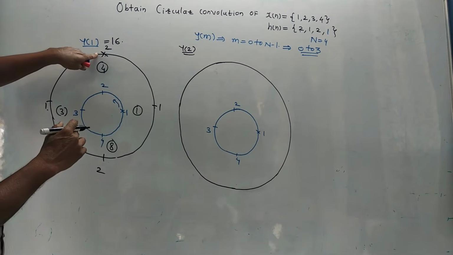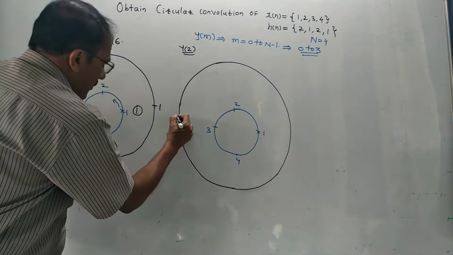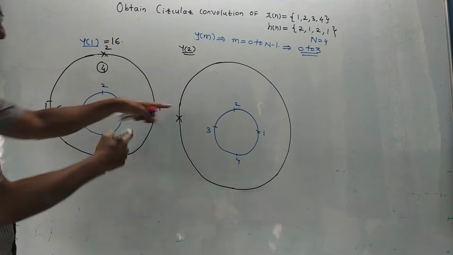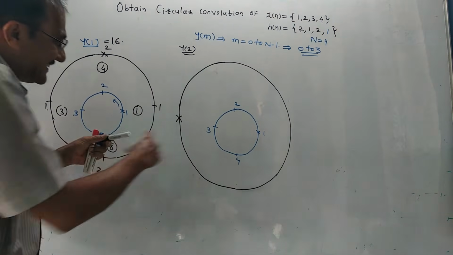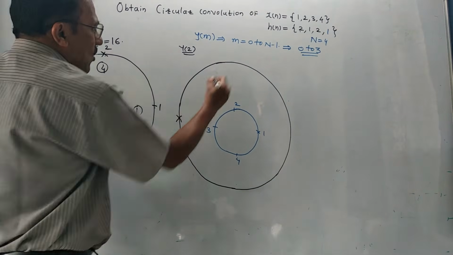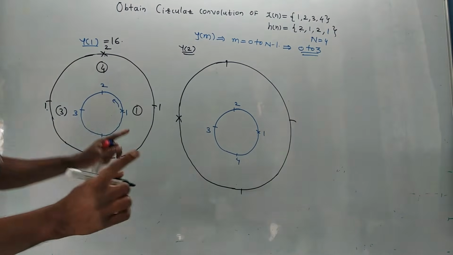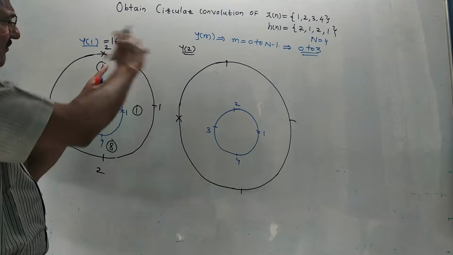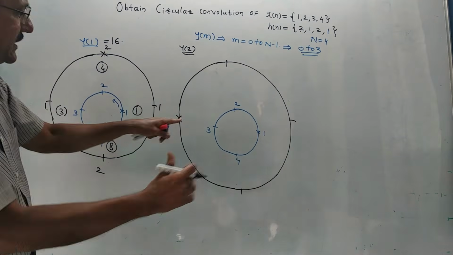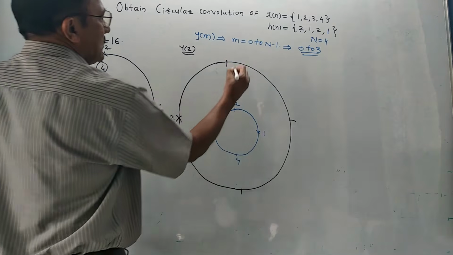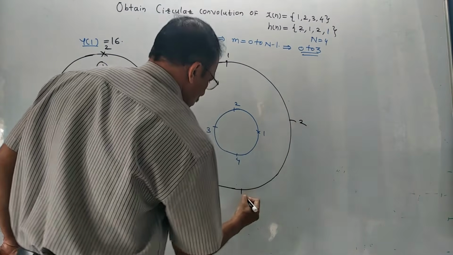Now this was the starting point. So starting point will be here. And I have rotated it in anti-clockwise direction by one position. But this is the outer circle, so mark all the samples in clockwise direction. Very simple, just rotate the starting position. After that, mark samples in clockwise direction for outer circle. So this is the new starting point. So it is 2, 1, 2, 1.